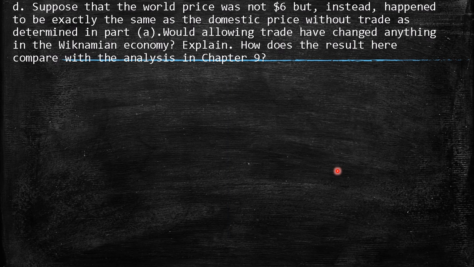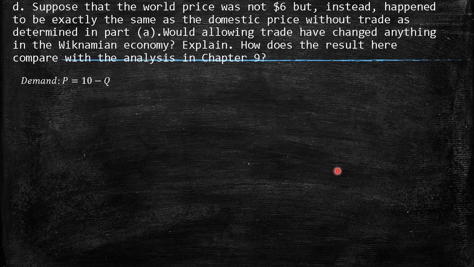Then D: suppose that the world price was not 6, but instead happened to be exactly the same as the domestic price without trade as determined in part A, which should be 7. Would allowing trade have changed anything in Wiknam? Explain how the result here compares with the analysis in chapter 9. So here we analyze that in that way.